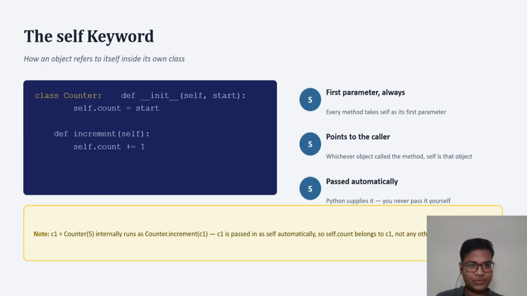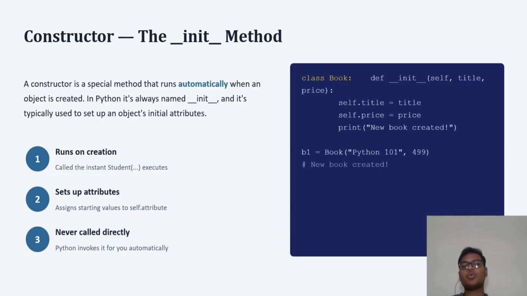For example, c1 = Counter(5). Now here, we have created an object, that is c1. Internally it runs as Counter.increment(c1). Remember, c1 is passed in as self automatically. So self.count belongs to c1, not any other Counter object. So this is how we use the self keyword. You understand? Okay.